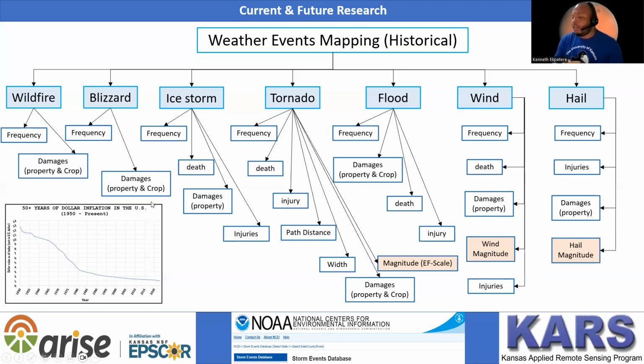The other project I've been involved in, the current project I'm doing, is for the NSF. This is extreme weather event mapping. So we're looking at historical weather events, looking at the wildfire, the blizzard, the ice storms, tornadoes, floods, wind, hail, and we have this dataset already organized in a repository at the CUAHSI site, and this is available for use.